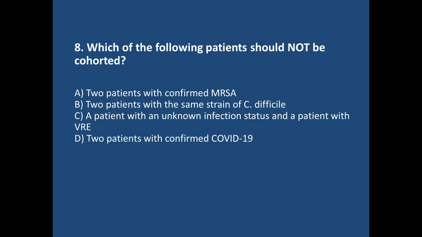Question number 8. Which of the following patients should not be cohorted? A. 2 patients with confirmed MRSA. B. 2 patients with the same strain of C. diff. C. A patient with an unknown infection status and a patient with VRE. And D. 2 patients with confirmed COVID-19.